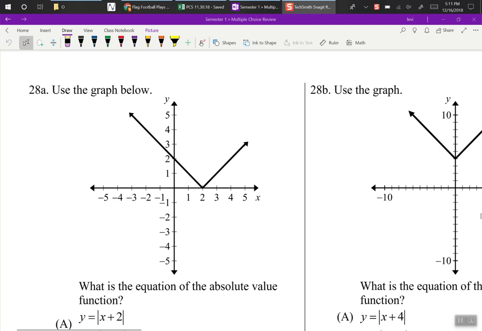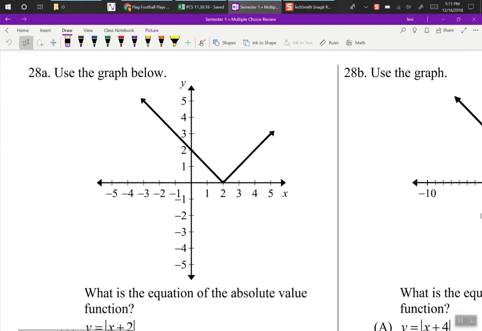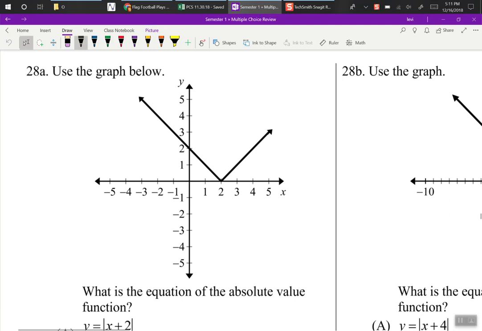This is the fourth day of the review, 28A through 37B. Use the graph below to find the function. So if we remember, this looks like an absolute value.